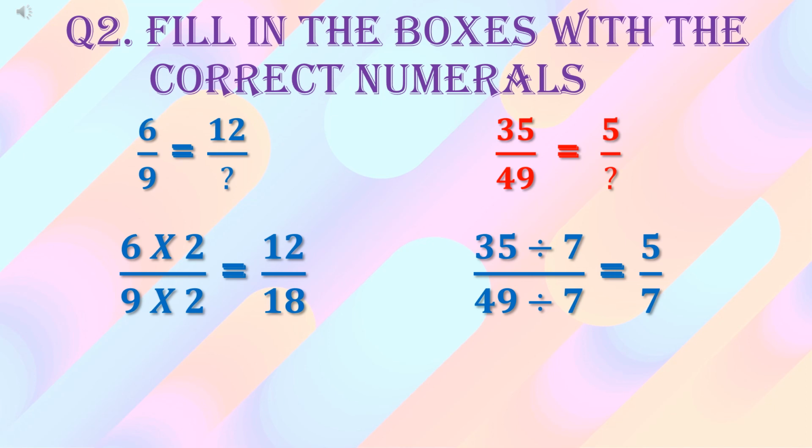तो क्योंकि 35 को 7 से divide किया गया है, तो हम 49 को भी, जो कि denominator है 35 upon 49 में, उसको भी हम 7 से divide करेंगे. And 49 divided by 7 is equal to 7 because 7 7s are 49. So our required fraction is 5 upon 7. So the correct numeral to be filled in the box is 7. So this way you can find out the correct numerals to fill in the boxes.